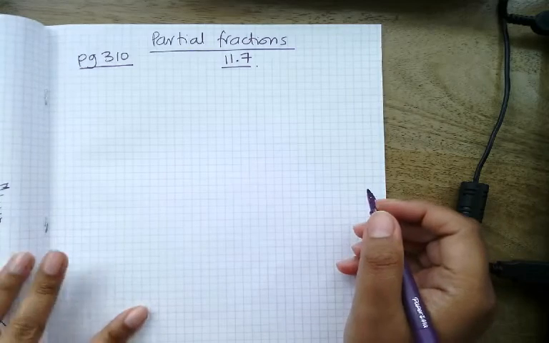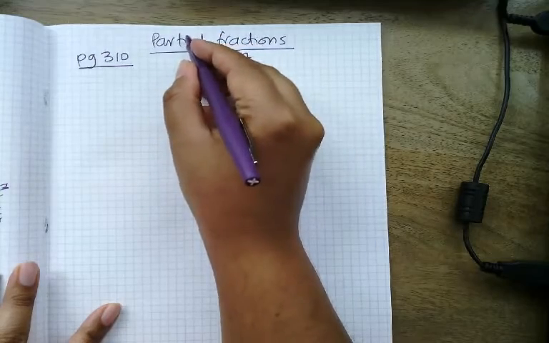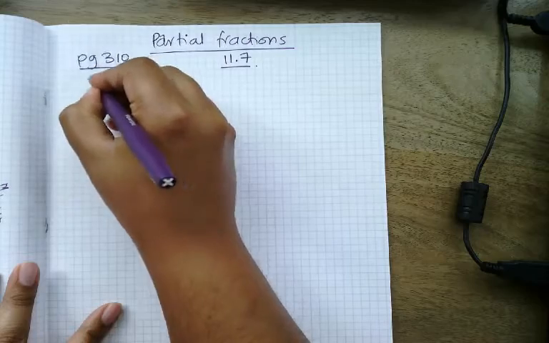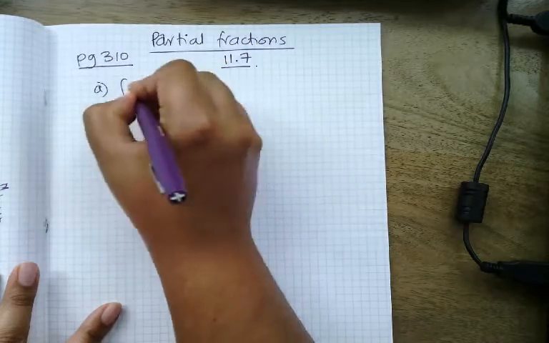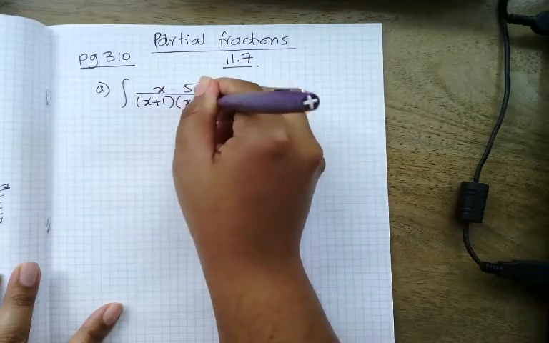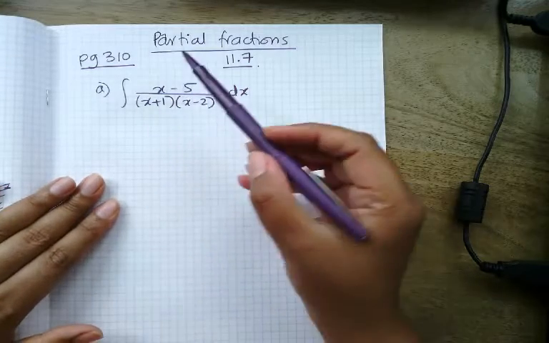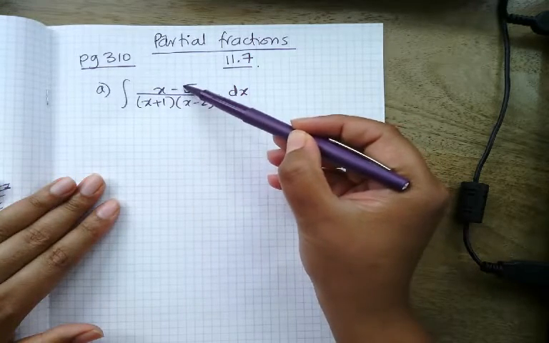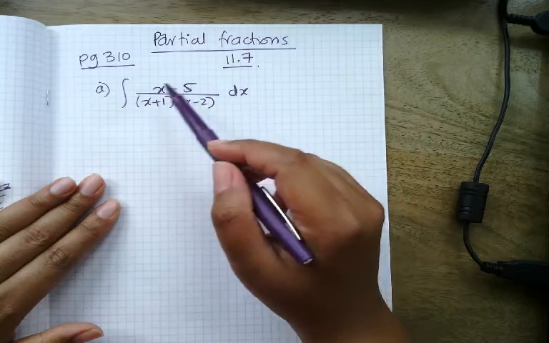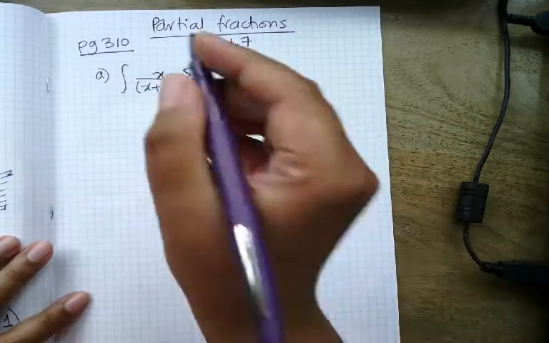And now we are on 11.7, which is page 310 in your book 2, and we are going to see how partial fractions can be useful when we're integrating functions that look like this. So we have (x - 5) over (x + 1)(x - 2) dx. Now you haven't learned any methods which will help you to integrate this straight off. But what we can do is use partial fractions to split this up first and then see what is going to help us to integrate that.